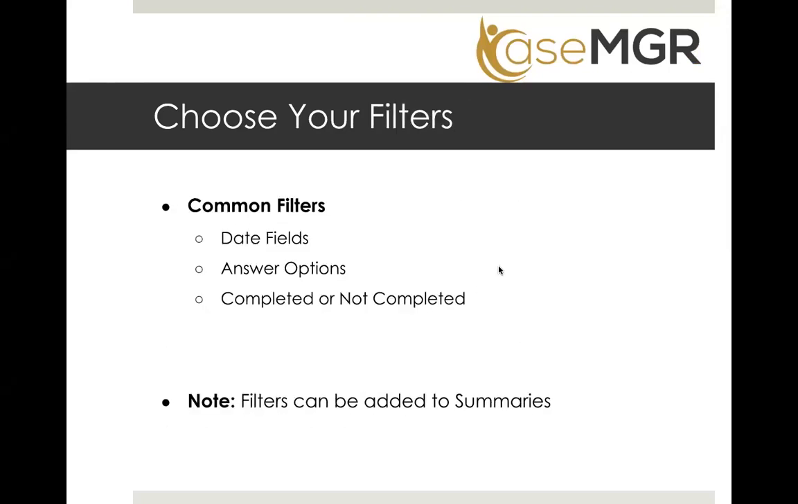Okay. This is choosing your filters. So the common filters that we use the most in reports are going to be date fields. This is a big one. We want to look at activities for a particular date frame. We just want people who are enrolled in a particular date frame, things like that. So the common date fields, and then also filters for answer options. So what particular answer are you looking for? I just want everybody who is male, or that sort of thing. So you can filter by answer options, or you can filter by completed or not completed. So I only want to see those that completed this particular answer.